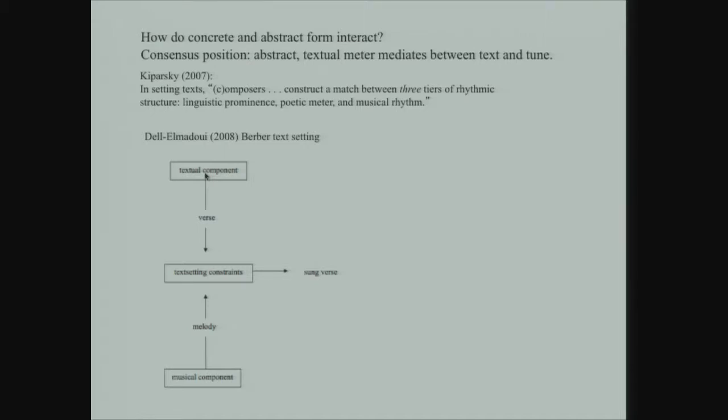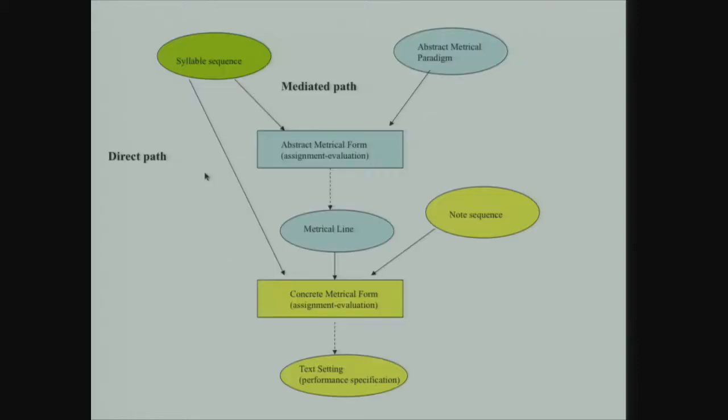I'm going to propose a slightly different organization of the material, and here it is. This diagram is just the two diagrams that you had before, but they're combined on top of one another. On top you have poetic metrical form, and underneath you have text setting. What this gives you is a lot of paths from the sequence of syllables down to the text setting. One possibility is that you start with your syllabic sequence and parse it for metrical form. If you get a metrical line, that gets fed into your text setting and combined with the sequence of notes. And if you get an output, you get a text setting.